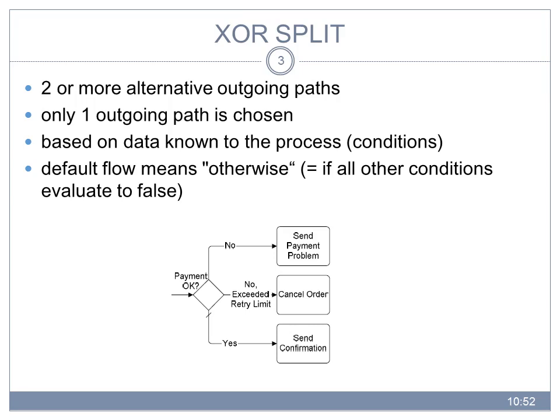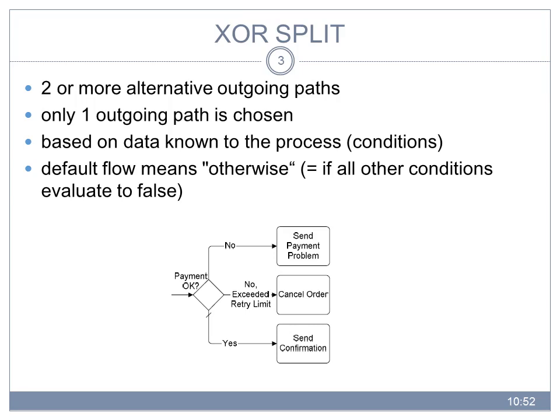Well, each path should be adorned with a condition, and this condition will be tested based on data known to the process. You can also make use of a default flow shown with a little dash on the outgoing path, and this means otherwise, so it means that if all other conditions evaluate to false, then you choose that path.